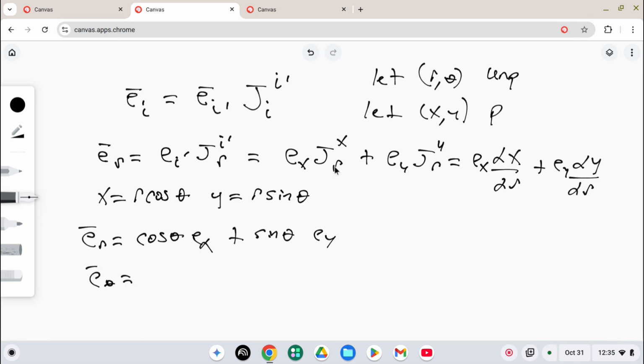Okay, so it's going to be e_theta, and this will be the partial of x with respect to theta, and y with respect to theta. So what is the partial of x with respect to theta? It's minus r sine theta e_x. What's the partial of y with respect to theta? It's just r cosine theta e_y. So there are both basis vectors, right?